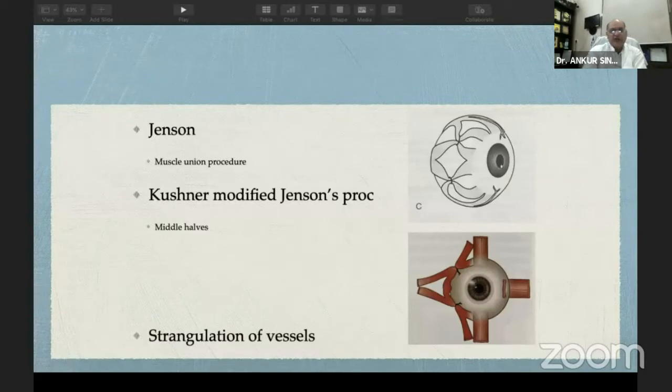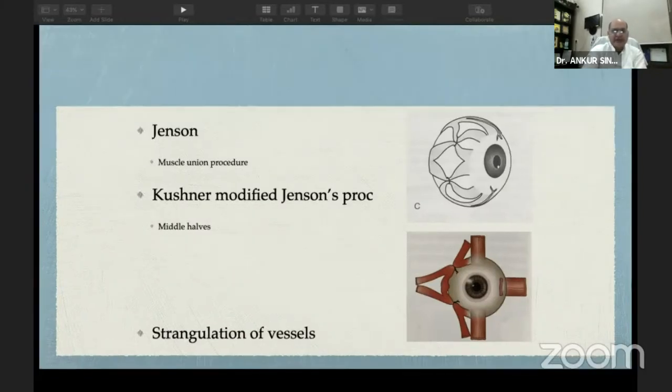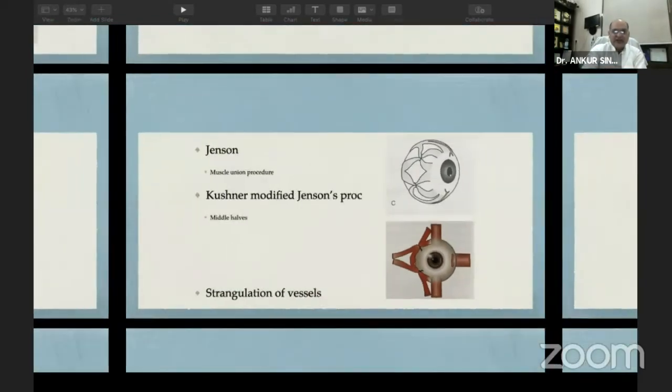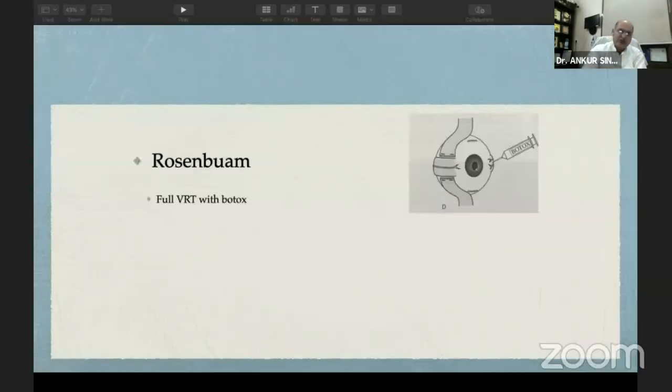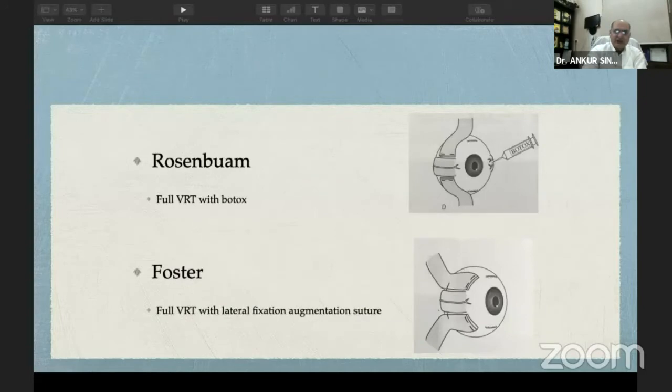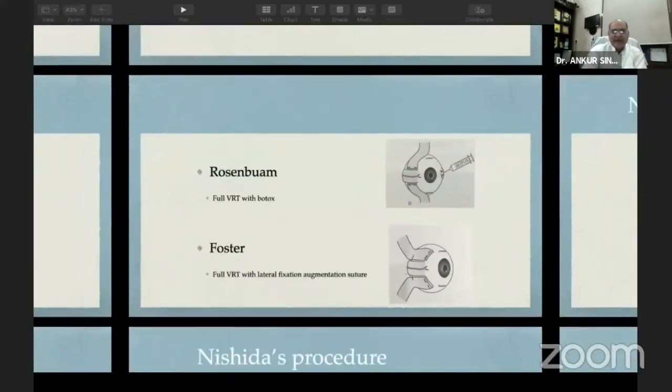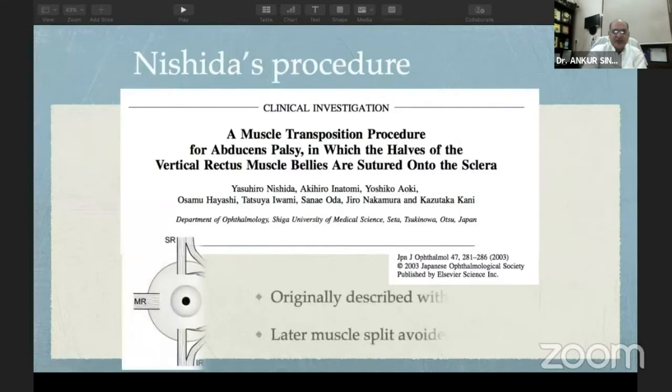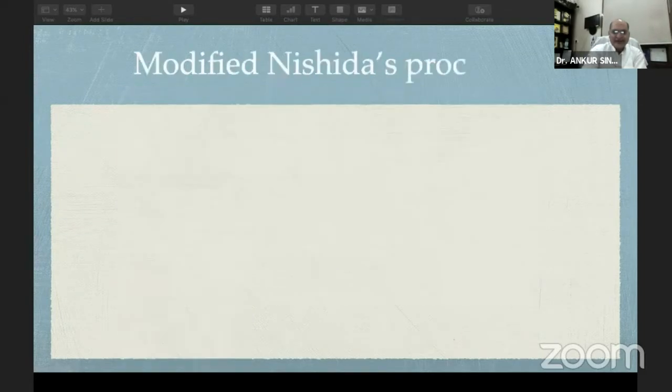Now, all these were fraught with problems of strangulation of vessels and possibility of anterior segment ischemia. So then we have these VRTs, which were proposed by Rosenbaum, and then we had Foster's augmentation suture being added to the VRTs so that we could augment the effect of transposition. And then lately we have this Nishida's procedure where the muscle is actually not split, but just shifted towards the side of lateral rectus. The superior and the inferior rectus, both of them are shifted towards the lateral rectus.